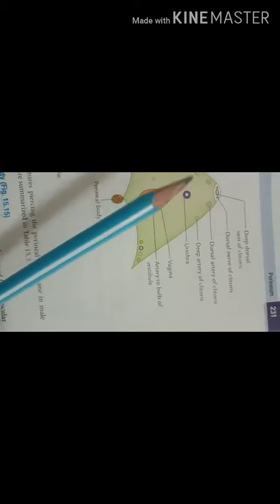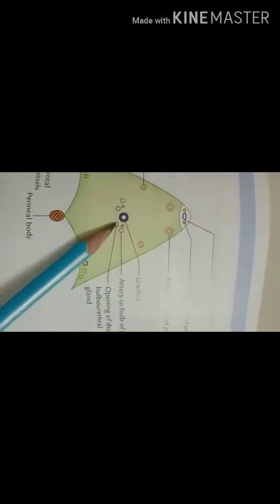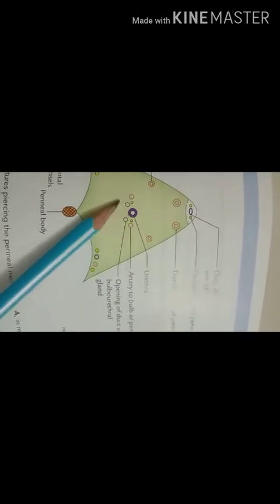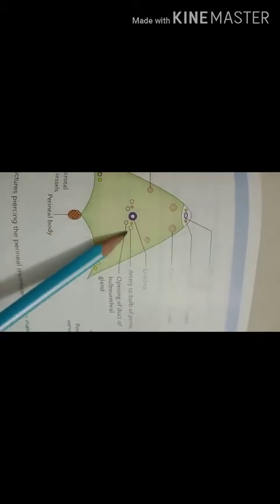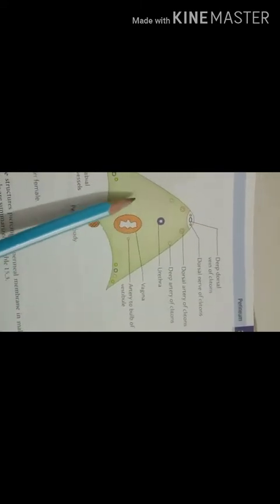Then the duct of the bulbourethral gland in the male, and the artery to the bulb of the penis and the vestibule of the vagina on each side of the urethra. So here you can see the opening of the bulbourethral gland and the artery of the bulb of the penis. And here that is the artery of the bulb of the vestibule. Okay, so these are the structures piercing through the perineal membrane.